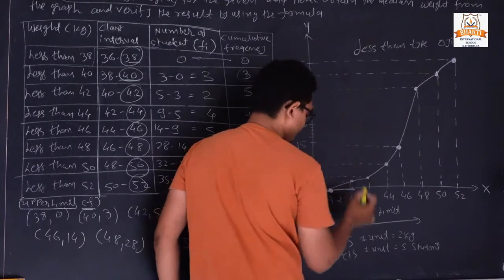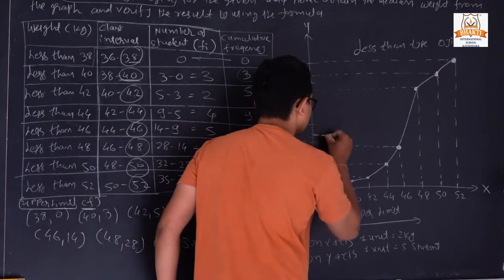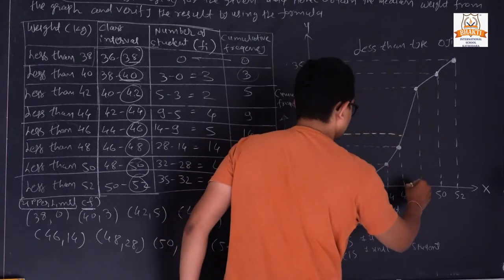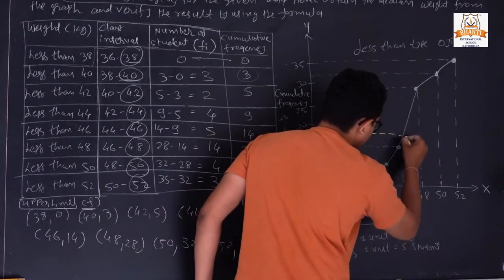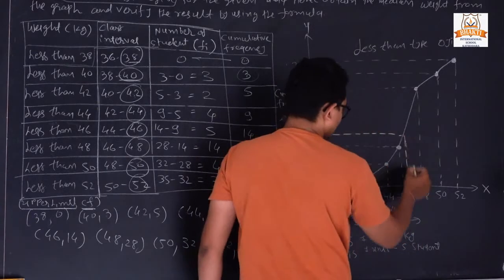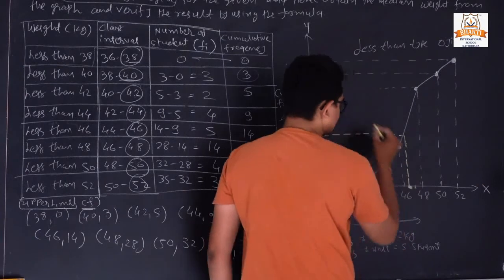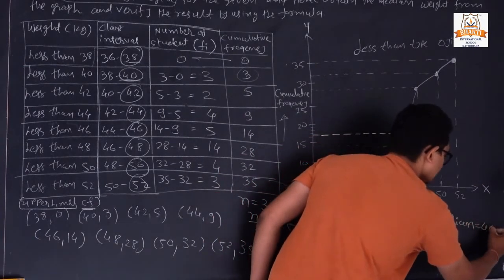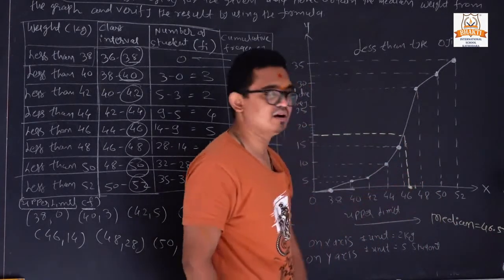So we can use a different color chalk, and we can draw one vertical line like that. So it is the value of what? Here we have 46.5. So what is the value of median? Median is 46.5.